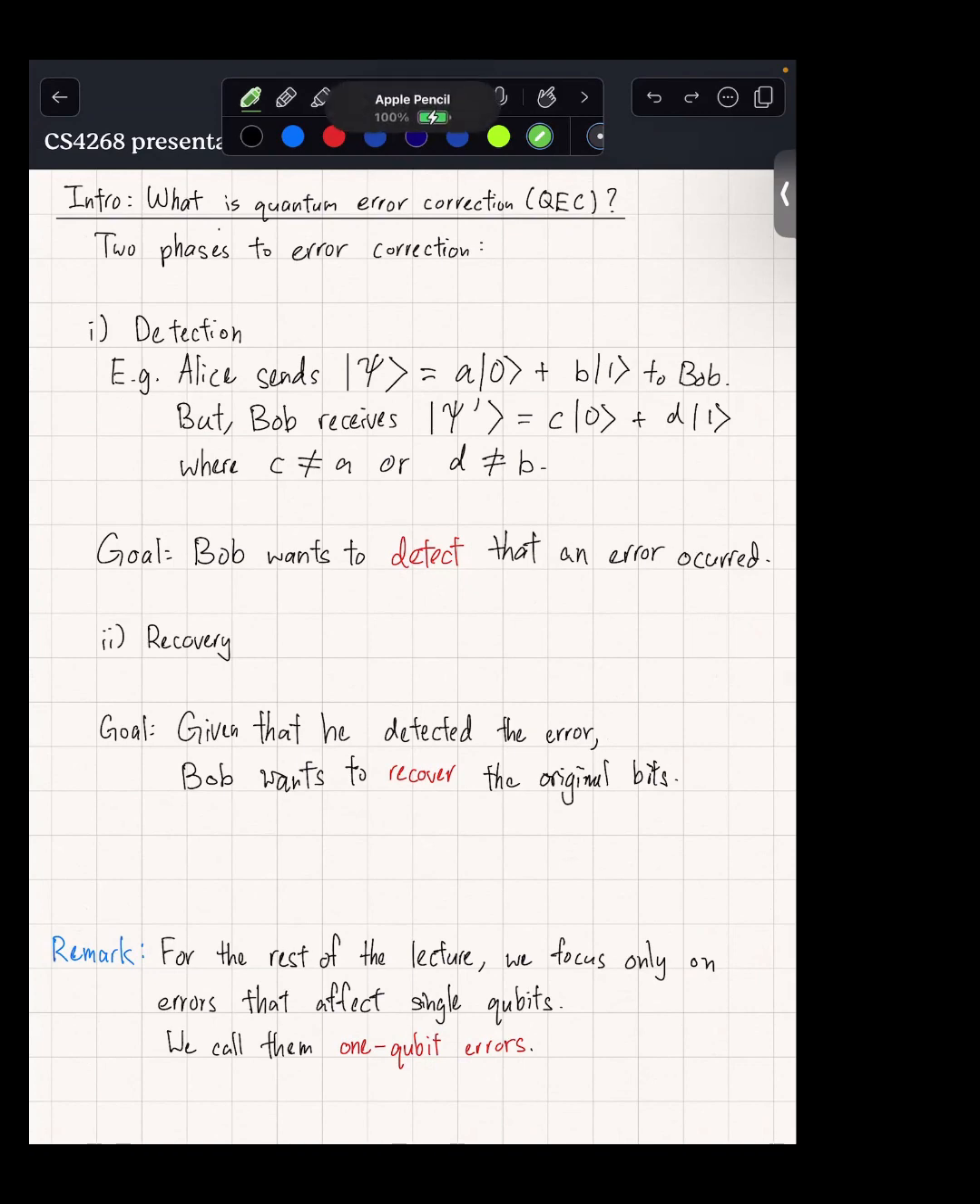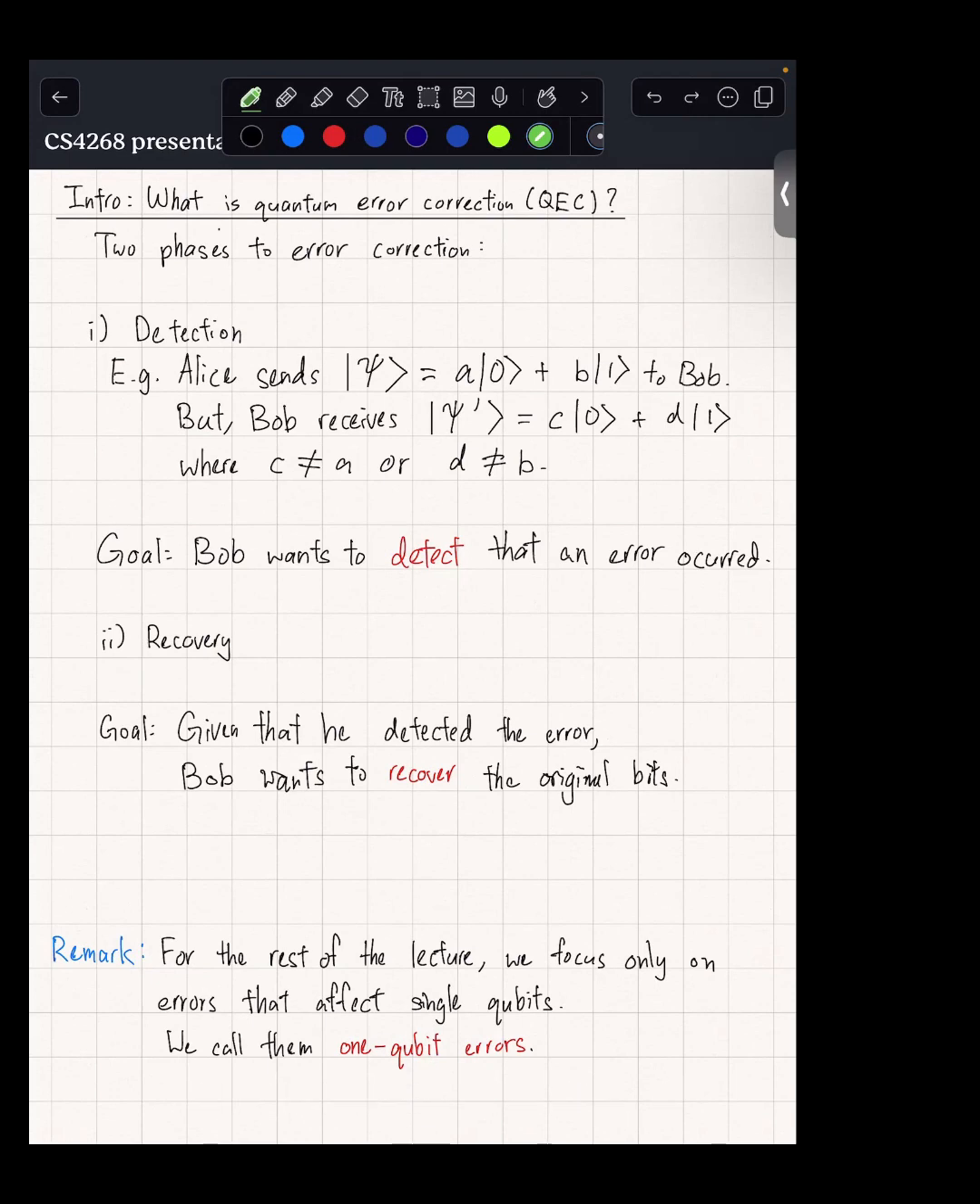So for example, let's say Alice has this quantum state phi, and she sends it to Bob. So phi is an arbitrary state. We can just express it as a|0> plus b|1>. Now, the problem is, in general, our channels that we use to send quantum states through are noisy. So that means that any state that we send through the channel can be modified by some error. So Bob may receive some modified state phi alpha that has different coefficients for the basis states 0 and 1.